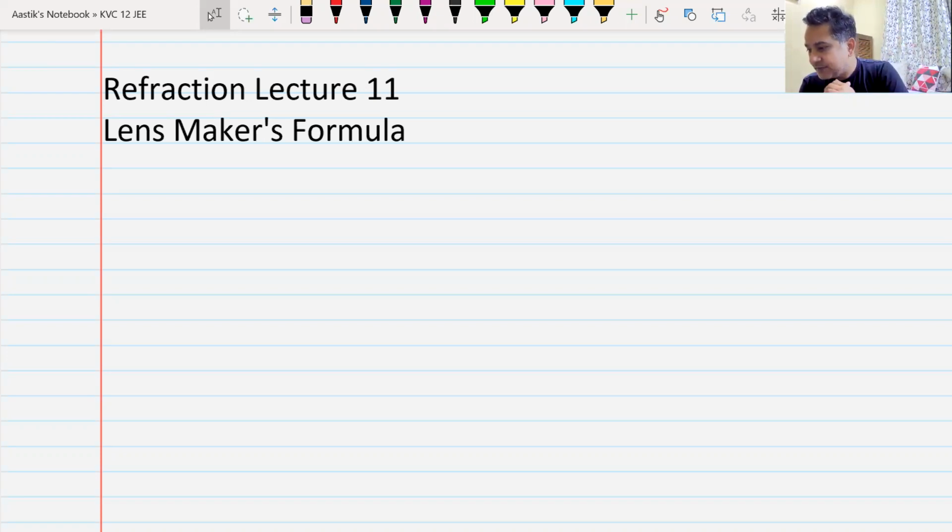Having taken that step, we are now coming to the next step, which is known as the lens maker's formula. Now again, the derivation of this is not a part of the JEE syllabus, so we will not be doing that derivation. We will be straight away jumping into the lens maker's formula. Do we have any idea how the formula looks like? Anyone has seen the lens maker's formula? Any idea?